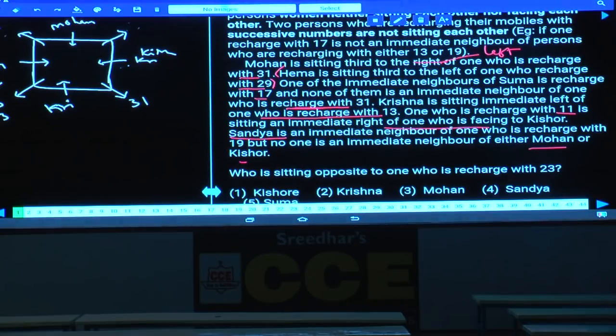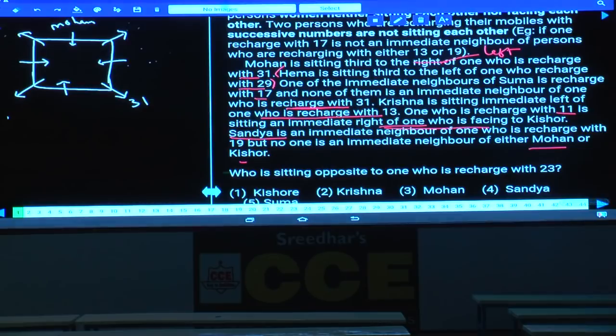Mohan and Kishore cannot be opposite to each other. Then, as Mohan and Kishore are not opposite to each other, now Mohan is at this place, that is fixed. As Mohan is here, 31 is here. The one who recharged with 11 is sitting at the immediate right of the one who is facing Kishore.